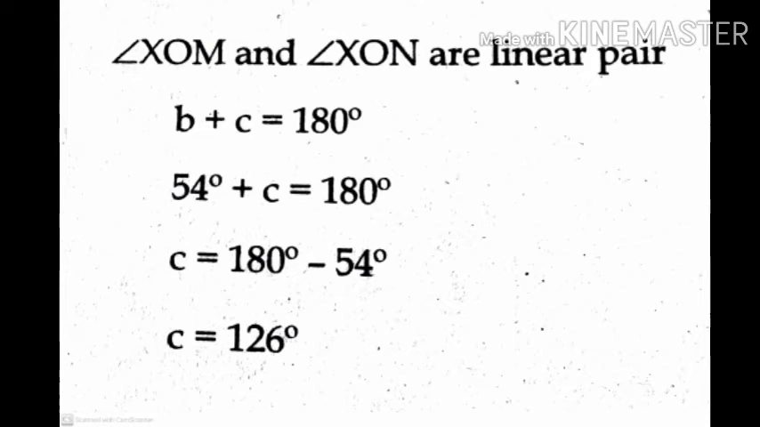Next step, c is equal to 180 degrees minus 54 degrees, transposing to the right side of the equation, it becomes minus 54 degrees. After subtracting, we get 126 degrees. It is the angle c value.